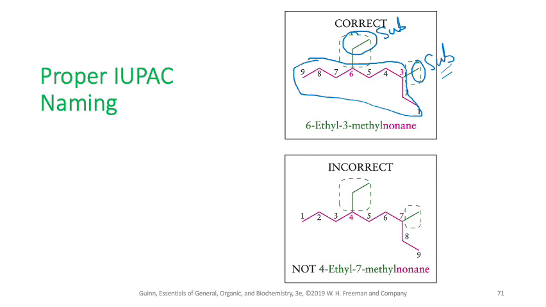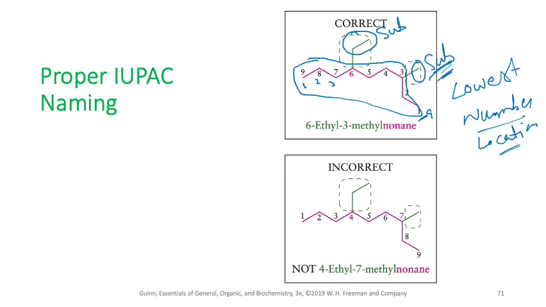Right, so now the question is why we started the counting from this side, 1, 2, 3, 4. Why we didn't start counting from this side, 1, 2, 3 all the way to 9 on this side? So according to the IUPAC rule, it says you have to start counting from that side so that the substituent will get the lowest number, or lowest location number, right?